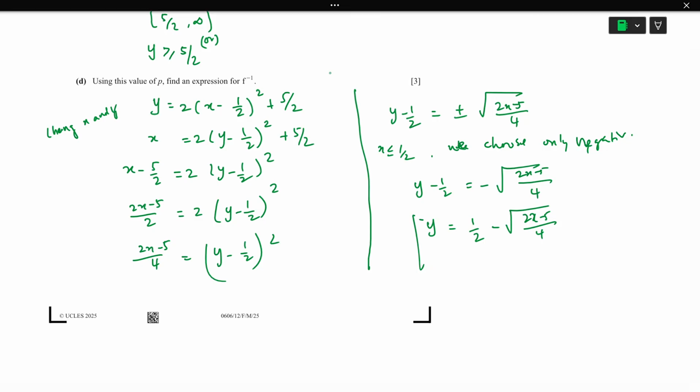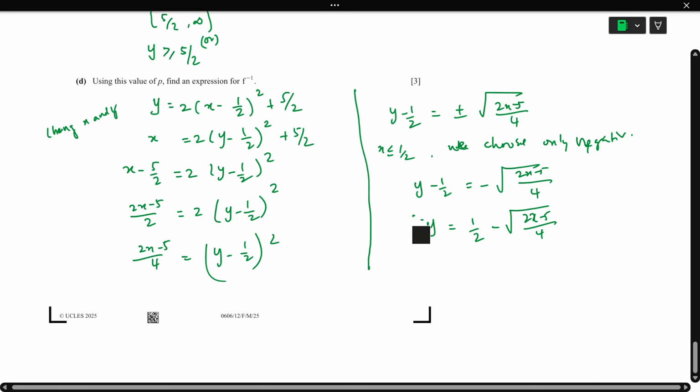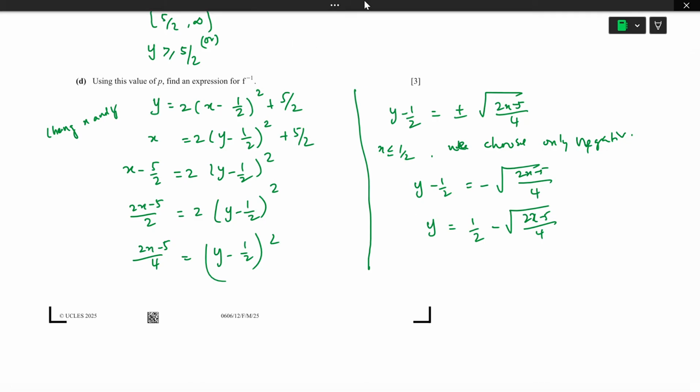So finally we need to write f inverse. Sorry, we cannot leave the answer as y. So f inverse is going to be 1 by 2 minus square root of 2x minus 5 over 4. So that's our final answer.